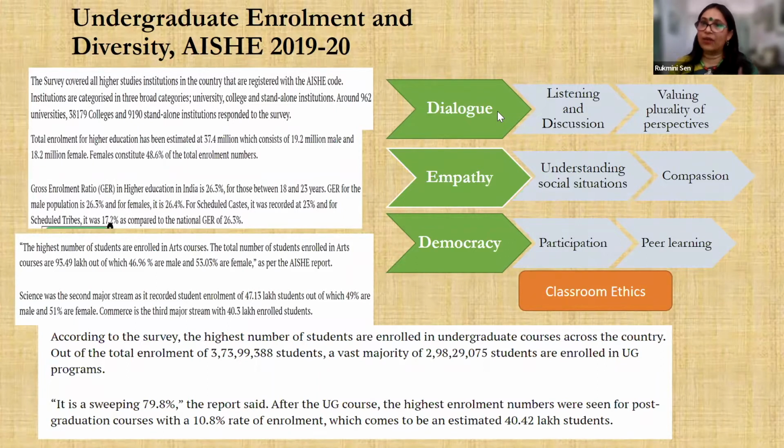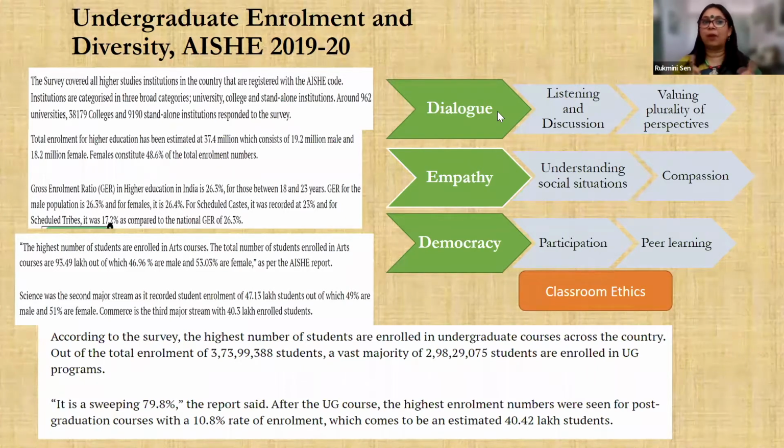This is a number which we need to be proud of, primarily because very clearly women have been entering higher educational institution spaces in the last 10 to 15 years. Enrollment rates have gone up. And that is what we see in this next sentence, which is the gross enrollment ratio is 26.3 for those between 18 and 23 years. That's the age group that we are talking about also when we are talking about undergraduate education.